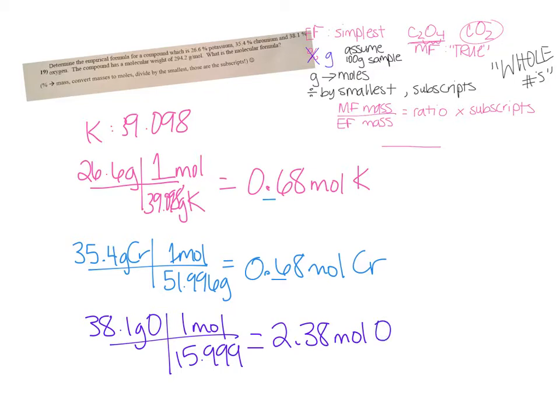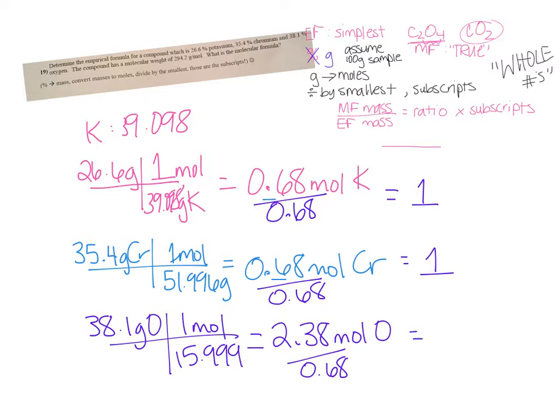We're going to divide by the smallest. So the smallest number in this list of 3 is 0.68. So we're going to divide everything by 0.68. Okay. So obviously our potassium is going to come out to 1. Chromium will come out to 1. Oxygen, however, will come out to be 3.5. So this is where we would say, okay, well those are all your subscripts. However, since we have this 3.5, I'm going to take all of these numbers and multiply them all by 2 in order to get a whole number for that last one.